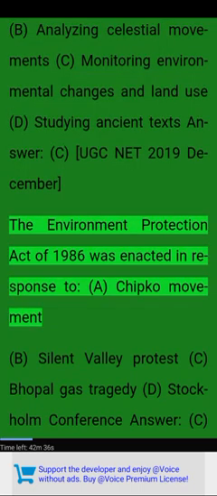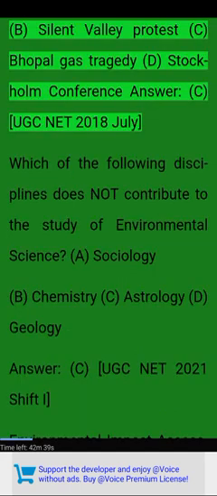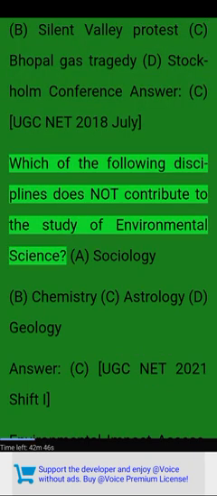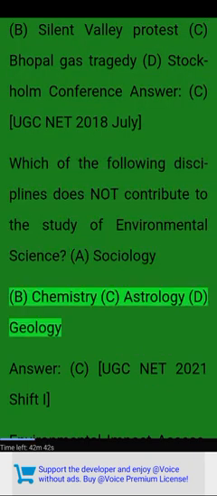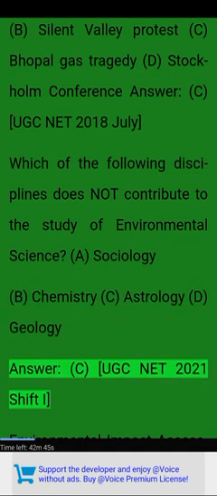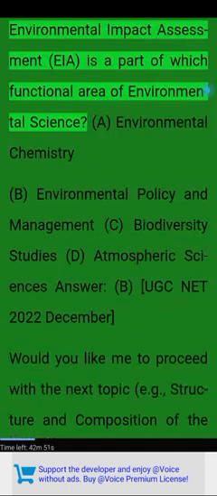The Environment Protection Act of 1986 was enacted in response to A. Chipko movement. B. Silent Valley protest. C. Bhopal gas tragedy. D. Stockholm conference. Answer. C. UGC NET 2018 July. Which of the following disciplines does not contribute to the study of environmental science? A. Sociology. B. Chemistry. C. Astrology. D. Geology. Answer. C. UGC NET 2021 Shift I.